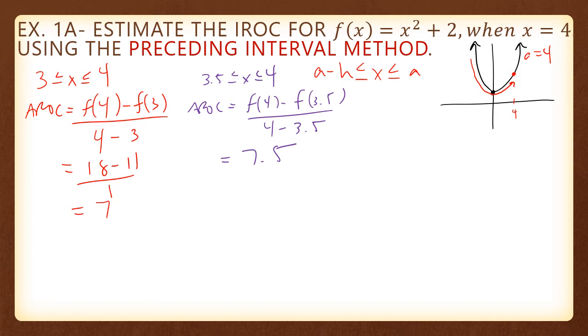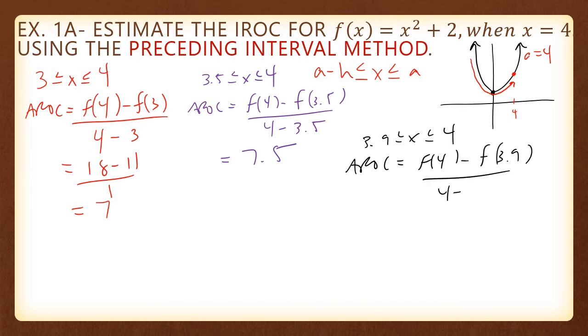Okay, let's try another interval. Again, we're getting closer and closer to 4, approaching from the left. So let's go to 3.9 is less than x is less than 4. Again, we're doing IROC, so IROC equals f of 4 minus f of 3.9 all over 4 minus 3.9. That is just calculator work. Round at the very end, you should get 7.9 approximately.